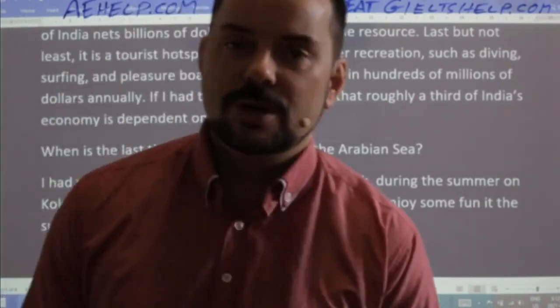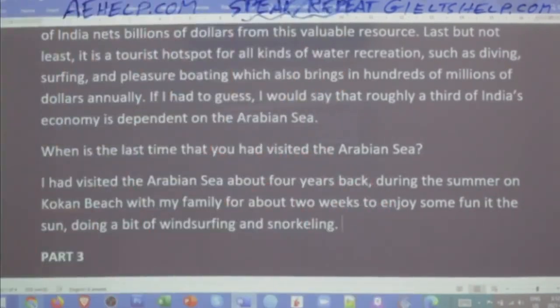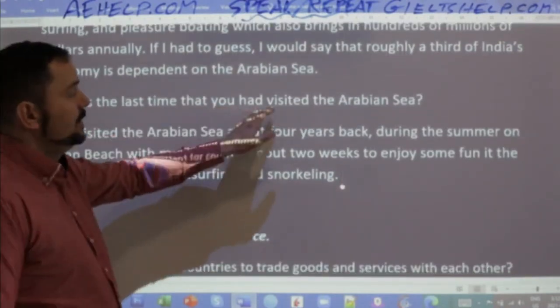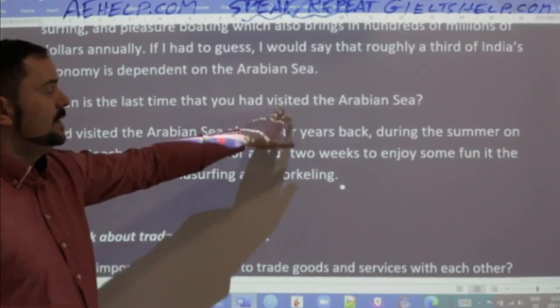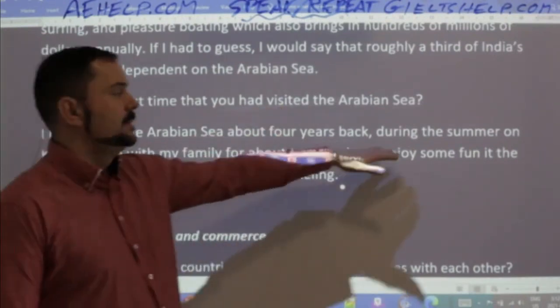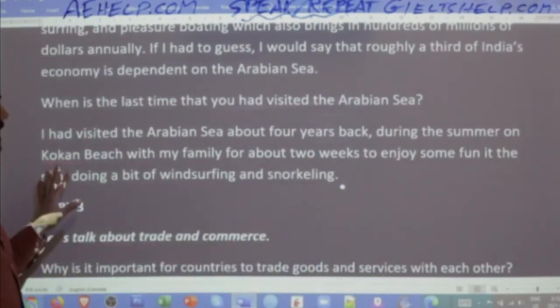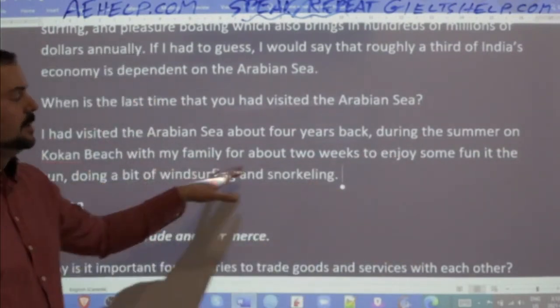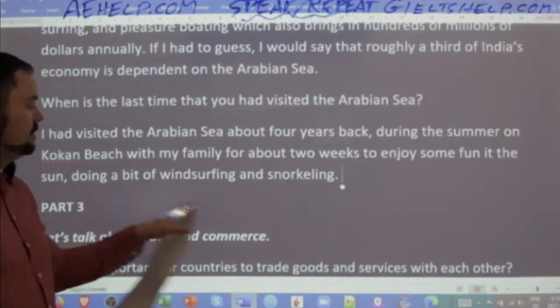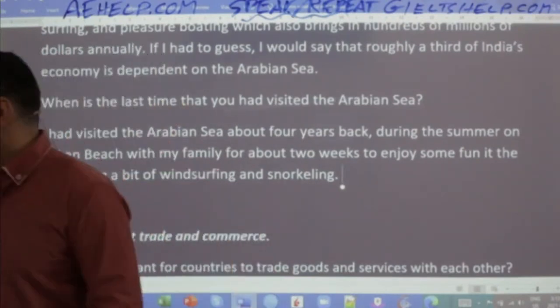Vocabulary gets you points. Okay, so here we go. When is the last time you had visited? Okay, past perfect, the Arabian Sea. I had visited the Arabian Sea about 4 years back during the summer on Kokan Beach with my family for about 2 weeks to enjoy some fun in the sun, doing a bit of windsurfing and snorkeling.